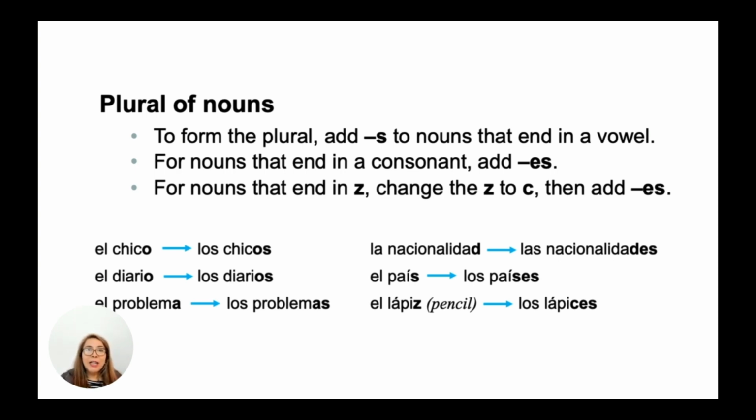Like I said earlier, the nouns in Spanish also can be singular or plural. Now, how can we make them plural? So let's take a look at some examples. El chico, los chicos. El chico, singular. Los chicos, plural. What did I change? I added an S. So simple.